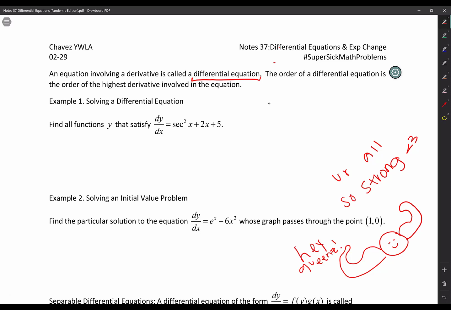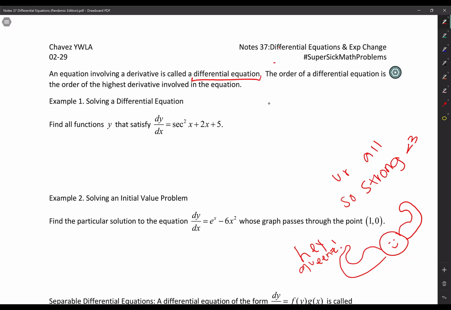We are going to be dealing with first order differential equations. We're not going to be doing the advanced ones, the fancy ones. The order of a differential equation is the order of the highest derivative involved in the equation. When you take that class, you're going to be dealing with third order, fourth order differential, non-homogeneous equations. Oh wait, I think they're homogeneous equations. We'll let the professor take care of those. We're just going to be dealing with simple ones.